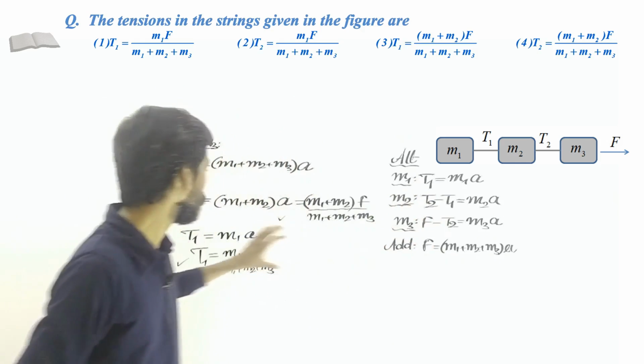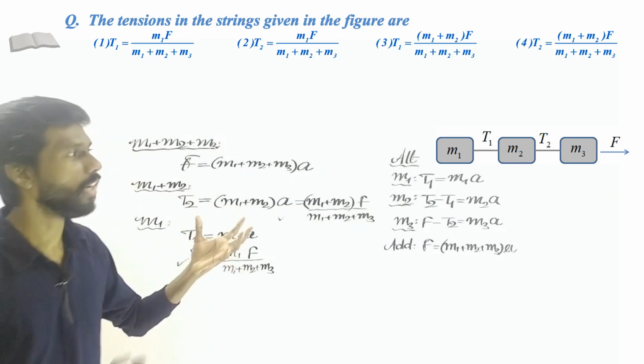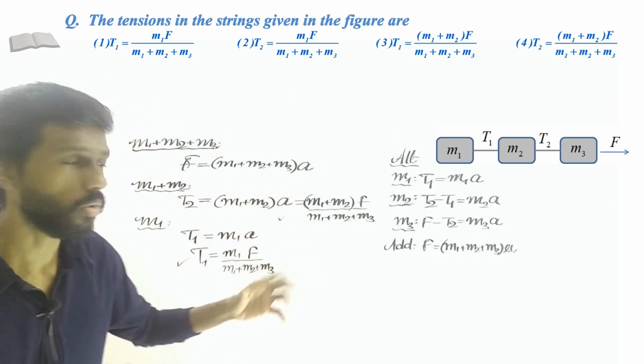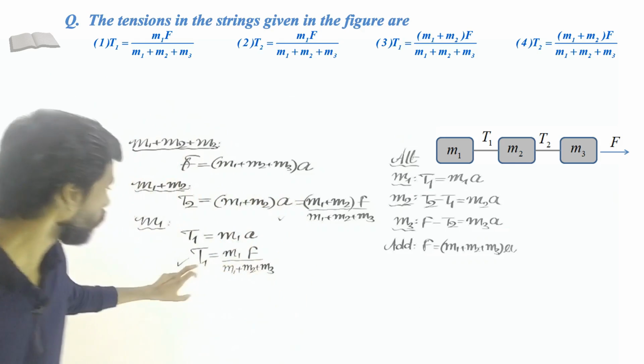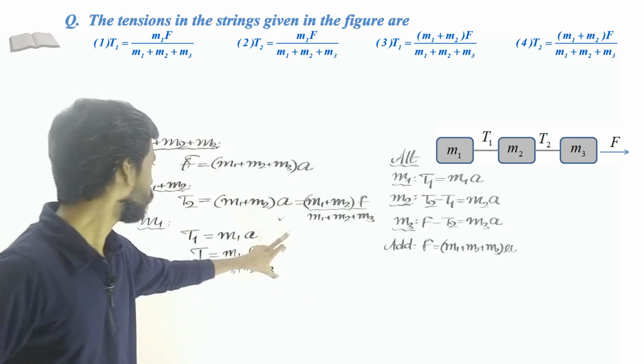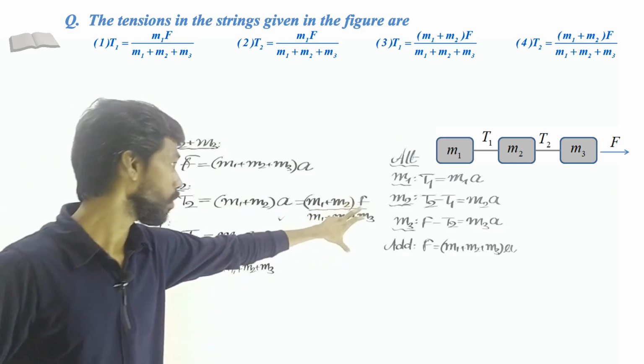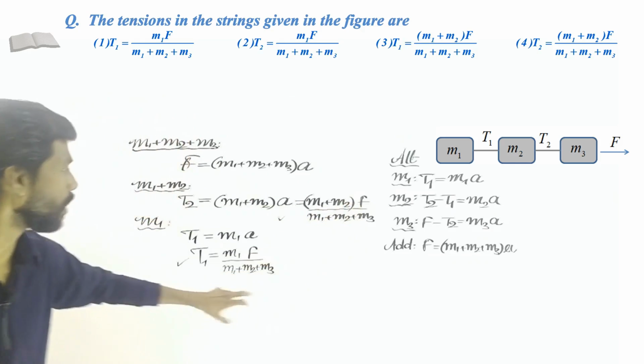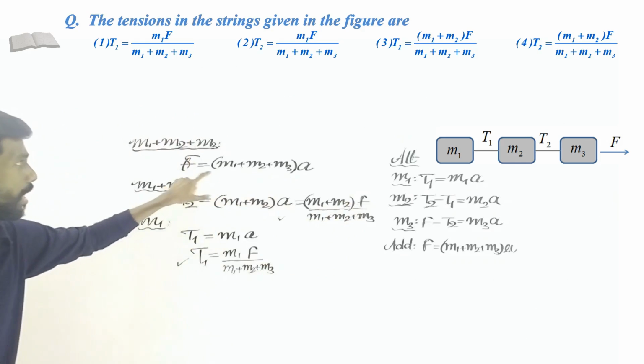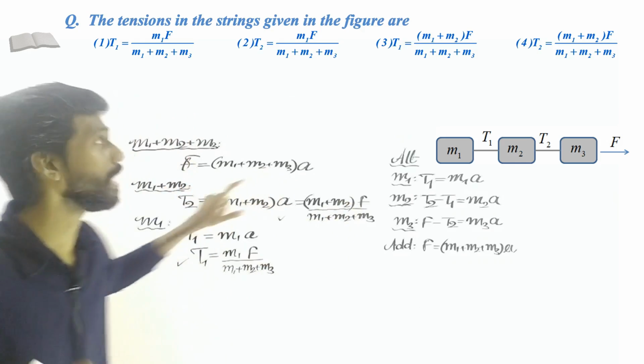So this is also one way to do this question, considering the objects as one system. Anyway, the answer here is this one. T1 is this, and T2 is also found here, m1 plus m2 times F by m1 plus m2 plus m3, and the acceleration here is F divided by m1 plus m2 plus m3. So that is the answer.